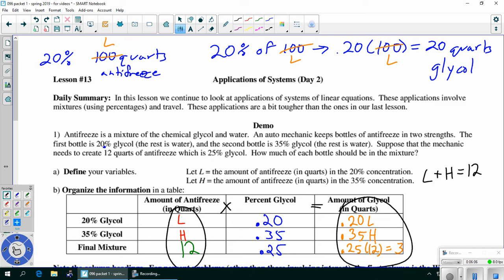The last column has to do with the amount of glycol we have. So parts of all of the antifreeze we talked about are this chemical glycol. 0.20 L is how much glycol from the first bottle, plus 0.35 H is how much glycol from the second bottle, and I need at the end of the day to have 3 quarts of glycol in the final mixture. And that's it. Those are our two equations. Again, if you don't like the decimals in the bottom equation, you could multiply both sides of that equation by 100.